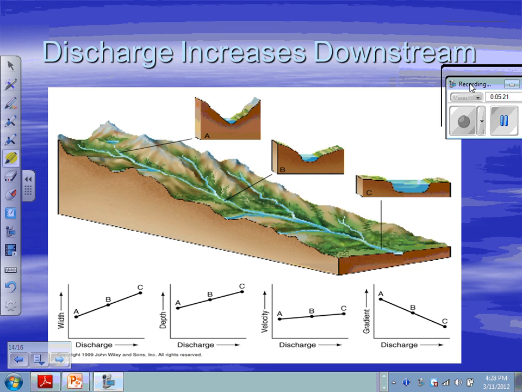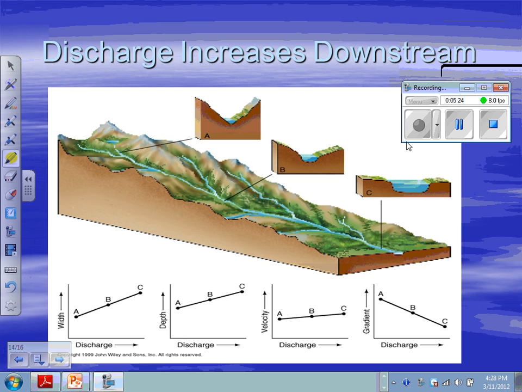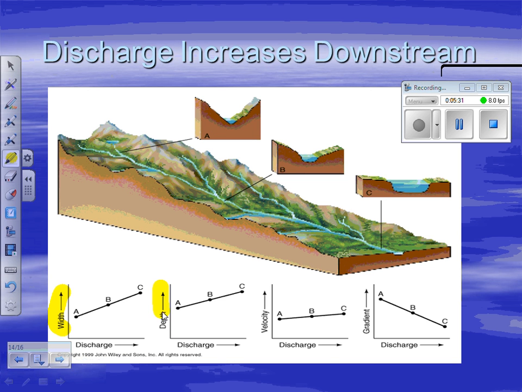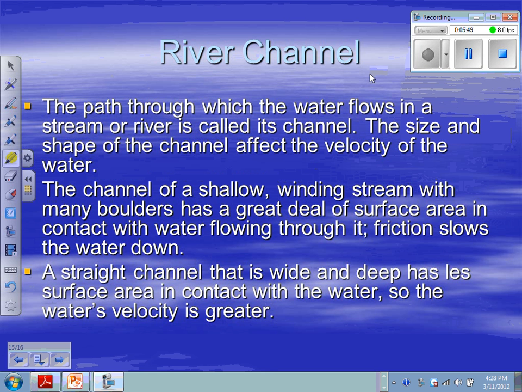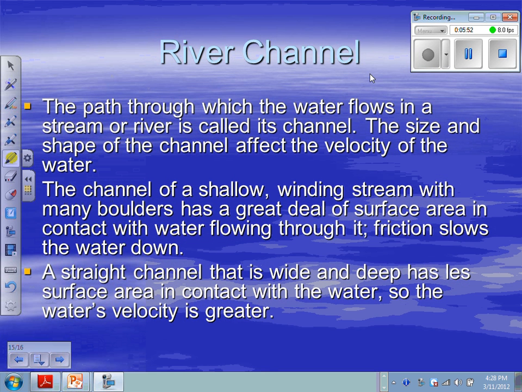This graphic illustrates how discharge increases downstream, and it's dependent on the width, depth, velocity, and the gradient. They all affect the discharge of a river. The river channel. The path through which the water flows in a stream or river is called its channel. The size and shape of the channel affects the velocity of the water.